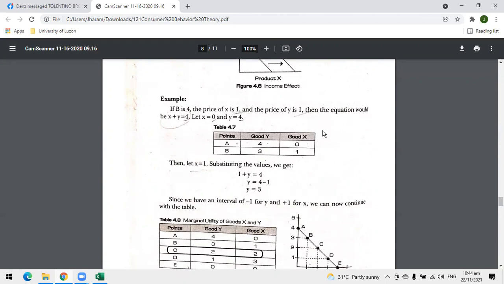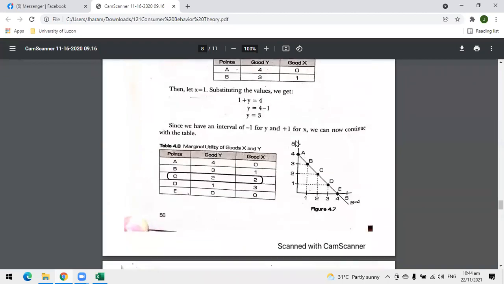Okay, so paano naging madali, sir? Example niya daw, if B is 4 pesos and the price of X is piso and the price of Y is piso, then the equation would be this one. Tapos we have marginal utility in this case.